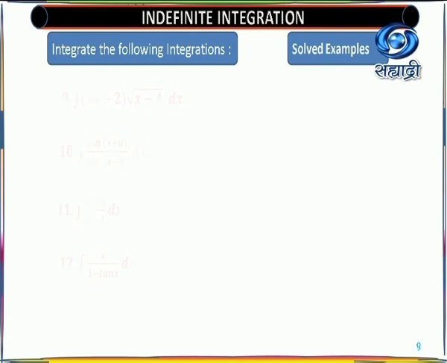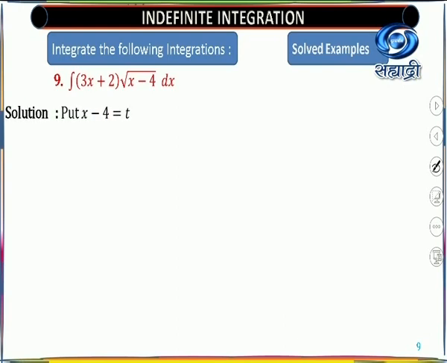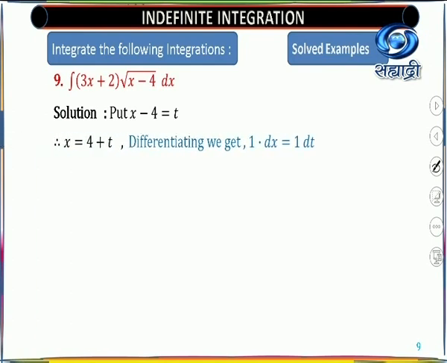So we'll begin with our example. That example is nothing but the integral of (3x + 2) root of (x - 4) dx. Now as we have already discussed, we need to substitute x - 4 = t. So if you substitute x - 4 = t, you know that x = 4 + t.